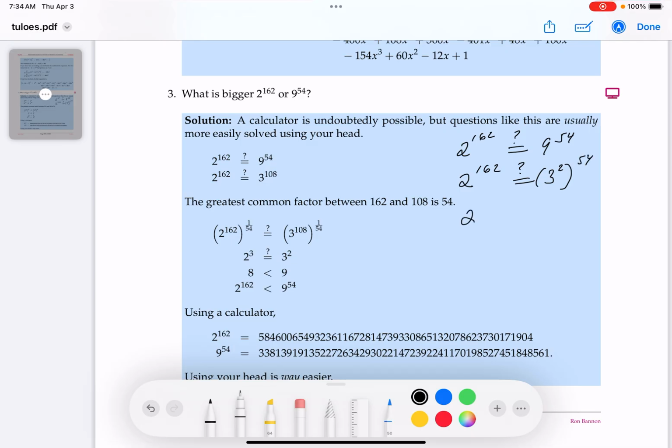Then use some basic rules of exponents, and that's going to be 3 to the 2 times 54, which is 108. All right? Then the next thing I did was the GCF between 162 and 108. You can do prime factorization of them if you want, and you'll get a pretty simple GCF, which is just going to be 54. And then what I would do is raise both sides to 1 over 54.